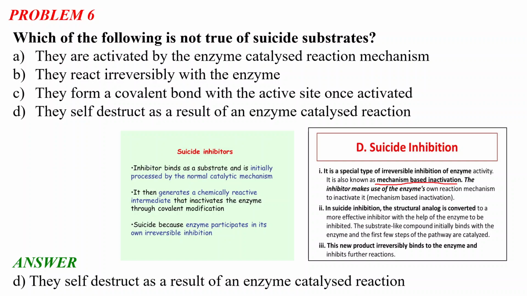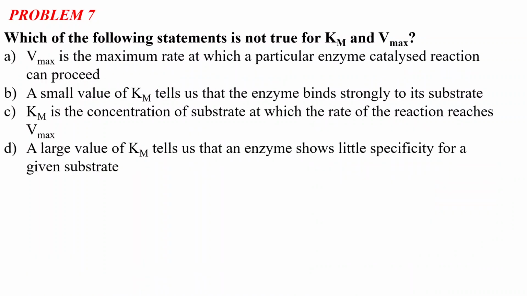Now, we will move toward our next problem. Okay, so problem number 7 says: which of the following statements is not true about Km and Vmax? A, Vmax is the maximum rate at which a particular enzyme catalyzed reaction can proceed. B, a small value of Km tells us that the enzyme binds strongly to the substrate. C, Km is the concentration of the substrate at which the rate of the reaction reaches Vmax. D, a large value of Km tells us that the enzyme shows little specificity over the given substrate. So, you have to identify the statement which is not true for Km and Vmax.